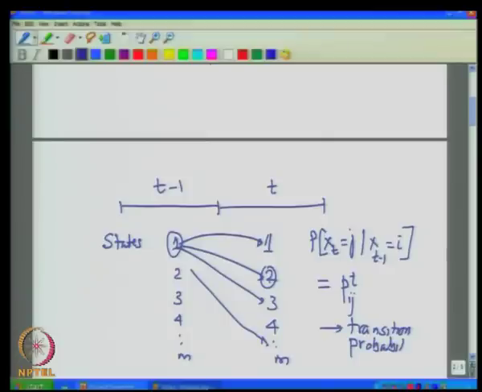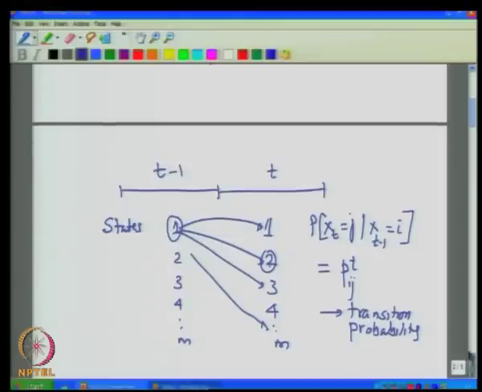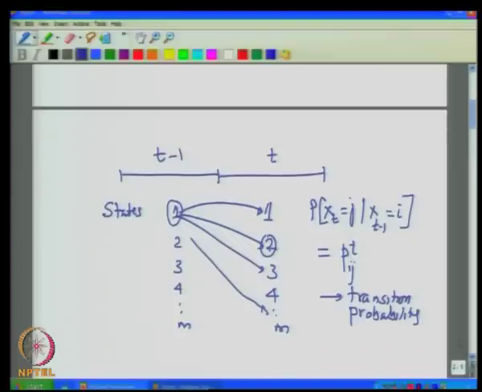So, the transition probability gives the probability that, starting with the class interval i in time period t minus 1, the process transits into class interval j or the state j in time period t, and we denote this as p i j t.